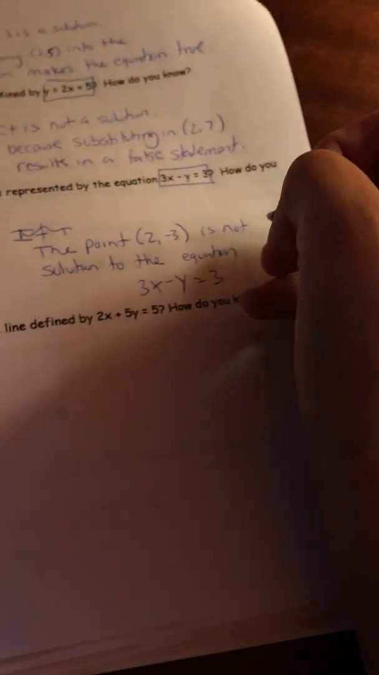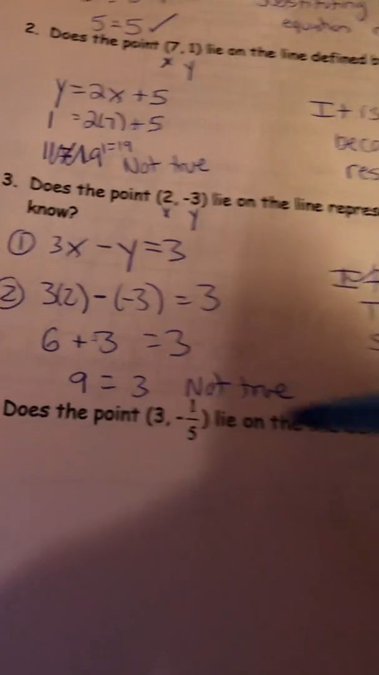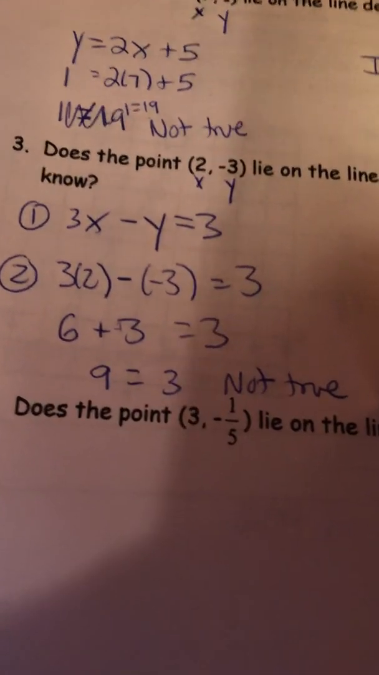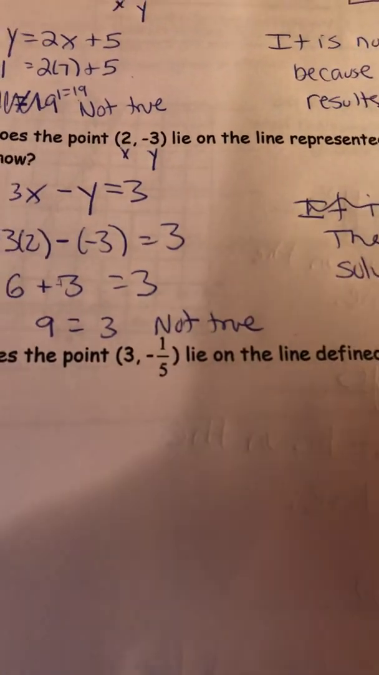What are we at? 9:55. We're almost at 10 minutes. 3x minus y equals 3. Okay, I think you might have had enough. And how do you know? Because when you substitute 2, -3 into the equation, the resulting statement is not true. I'm going to try to cut off this video. It's 10 minutes in.